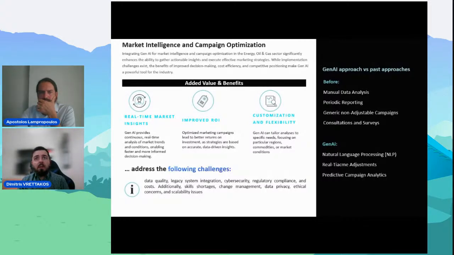Of course, you have benefits optimizing marketing campaigns, accurate, data-driven insights. With Gen AI, leads better returns of investments. So what you do is you can see with Gen AI how to invest and which is the best channel or channels in order to invest and to have the best return. Chevron, for example, they use it widely in their marketing campaigns.